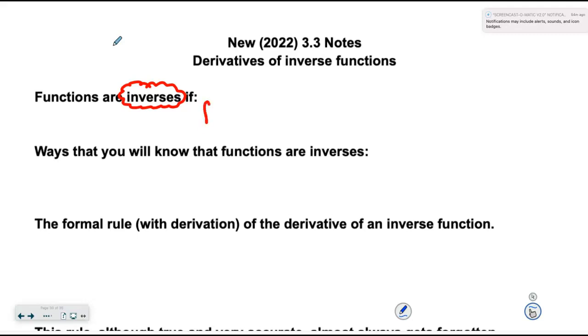But remember that inverse functions actually undo each other. So if f of x and g of x are inverse functions, then when you put one inside of the other, they undo each other. And likewise, if you put them in reverse, they undo each other. That's just what inverse functions do. They basically undo each other.